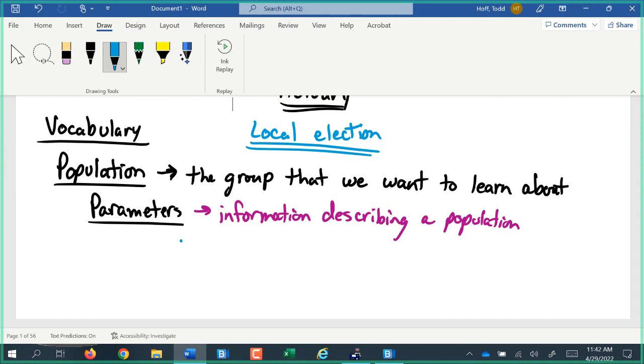And we want to predict who's going to win that local election. It would be really easy to say, well, the population is all the candidates that are running for the office. Well, yeah, we do want to learn which one's going to win, but that's really not the group that determines what it is we're trying to find out. The group that's going to determine who wins the election are the voters, and more specifically, those who will vote in the election.